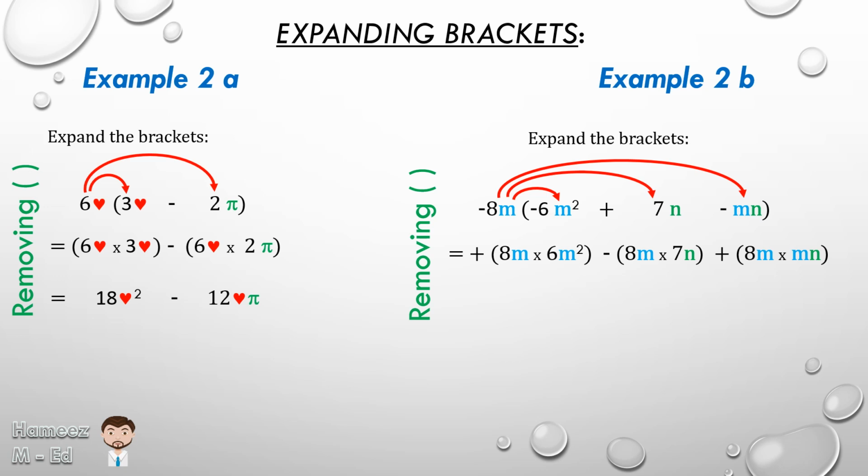This now works out to be 8 times 6 is equal to 48 m times m times m cubed. 8 times 7 is equal to 56 mn, and the negative sign holds, and 8 times m is m squared n. And we've completed the question.